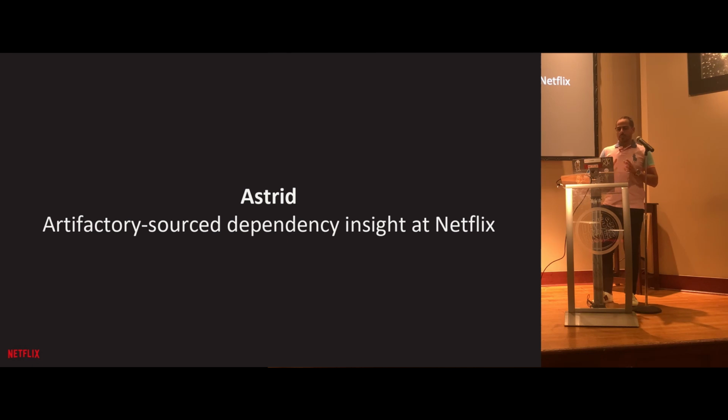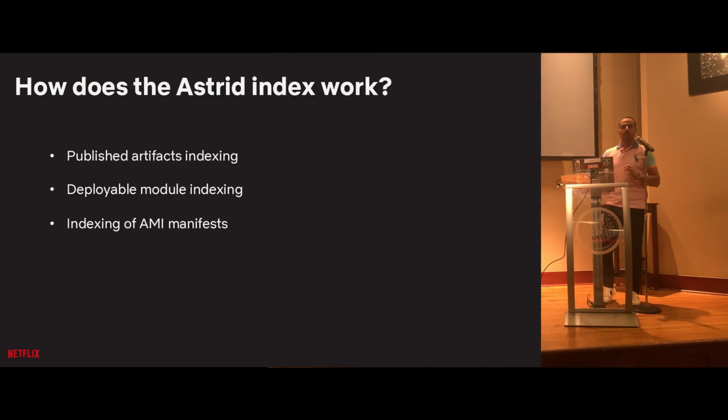So we built a system called Astrid. And the main goal of Astrid is, if you are a developer and you want to know the impact of the libraries that you're building, then you can query Astrid, and Astrid will tell you who actually is consuming that specific library and where. But how does it actually know where the package is being installed, and how does it know about the versions? The way it works is it looks at three things.